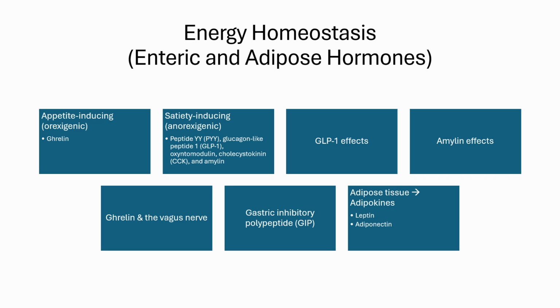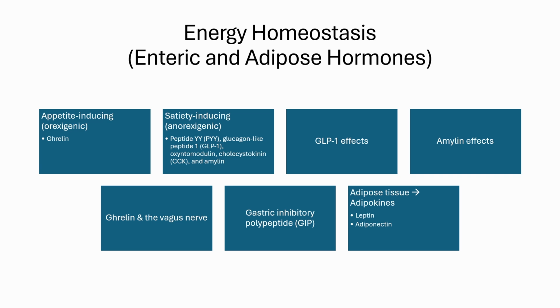Gastric inhibitory polypeptide, also referred to as glucose-dependent insulinotropic polypeptide, acts on adipocytes to influence adipose cell lipid cycling, which is a balance between lipogenesis and lipolysis. When GIP is combined with GLP-1 agonists, it attenuates its nauseating effect.